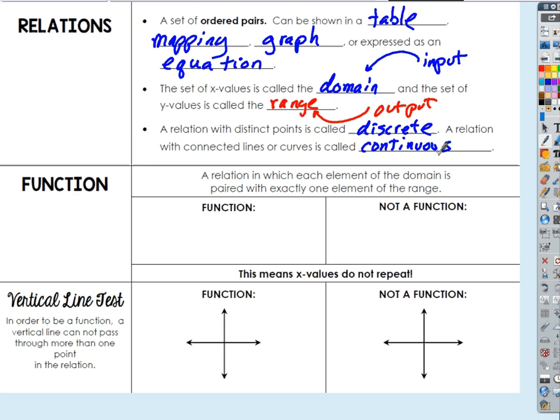So now we know what a relation is. A function is a specific type of relation. It's a special relation that follows this one important rule. The one rule for a function is this. A function, and I'm going to use the fancy math definition first, but then we can distill this down to something that's a lot easier to remember.